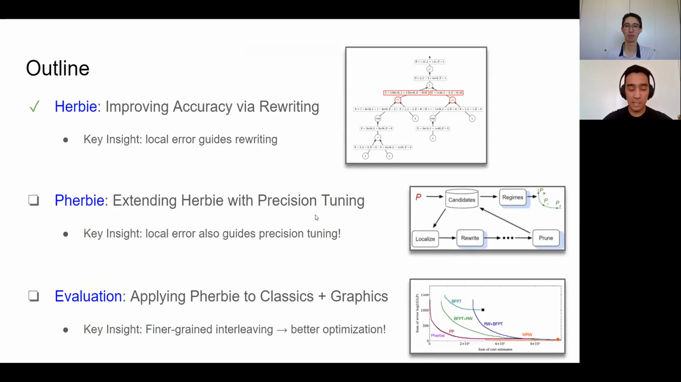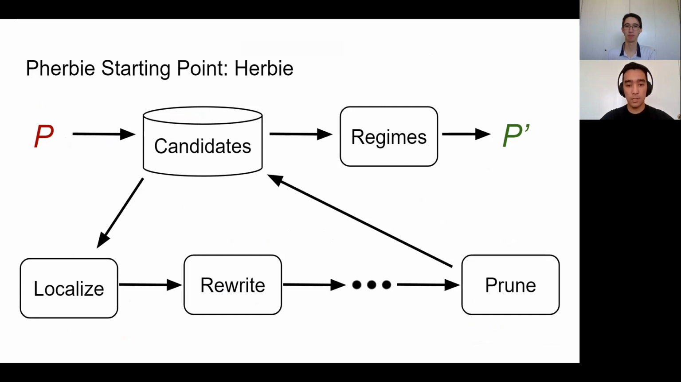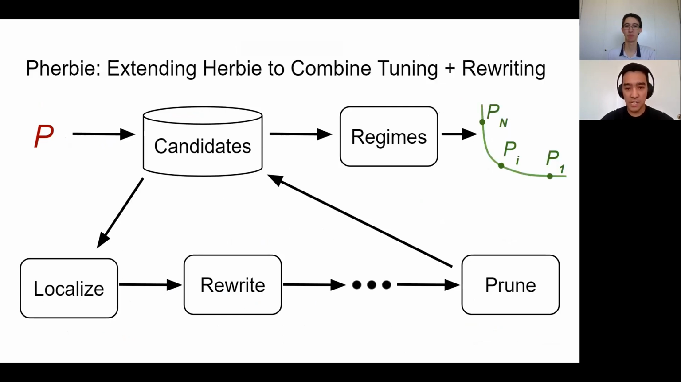Thanks, Oliver. Now that we have a rough idea of how Herbie works, let's look at how we extended the Herbie pipeline to make Pherbie. So here's the Herbie pipeline, and the main change is we want to use both precision tuning and rewriting to create a set of output programs. So we had to make a few key changes. First, we had to introduce precision tuning. Second, we had to filter by both accuracy and cost. And third, we had to actually extract multiple expressions. So let's first look at how we introduce precision tuning.